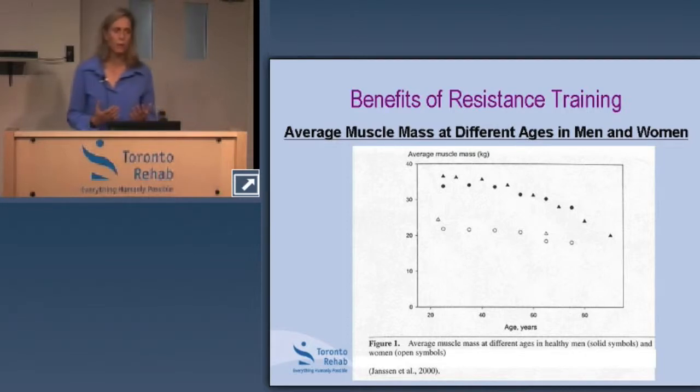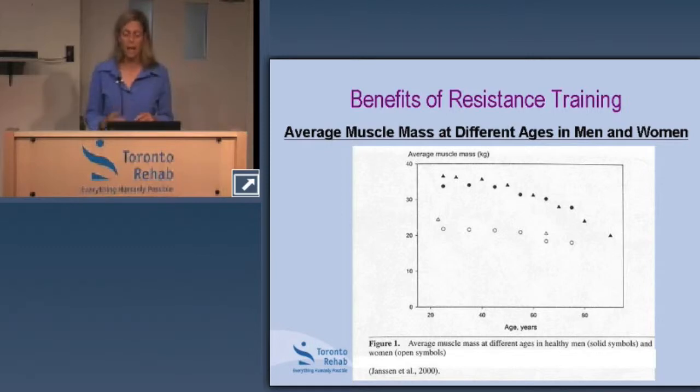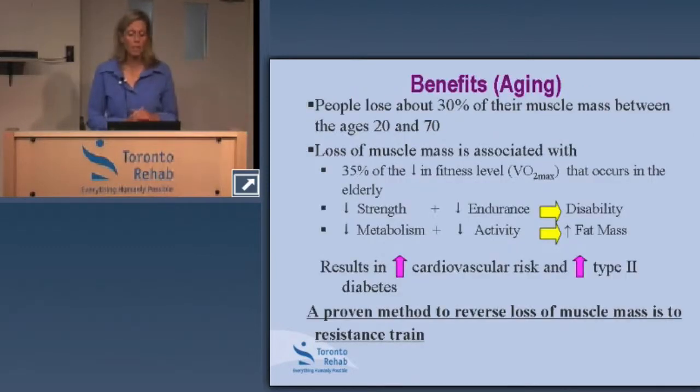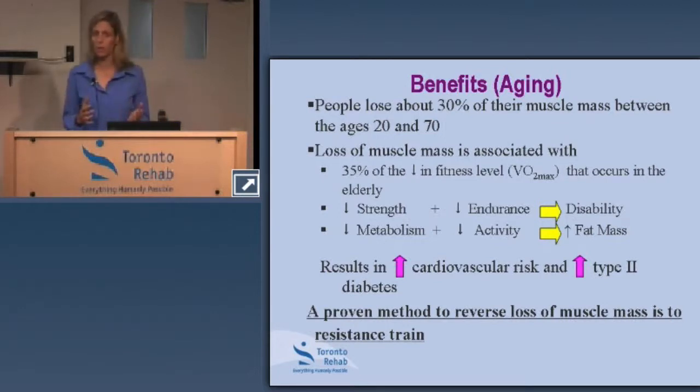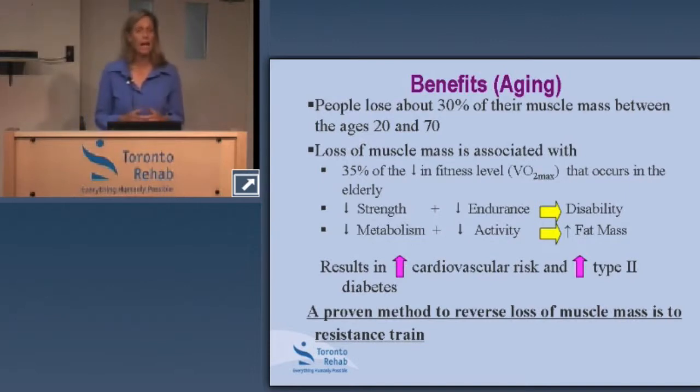And depending on the person, the loss can be up to 30 to 40 pounds of muscle mass. And that has some fairly serious implications on health. So from research we know that this loss of muscle mass is associated with 35% of the reduction in fitness level that occurs as we get older. Also, loss of muscle mass is associated with reductions in strength and muscular endurance, and that can increase the risk of falls, ultimately leading to disability.